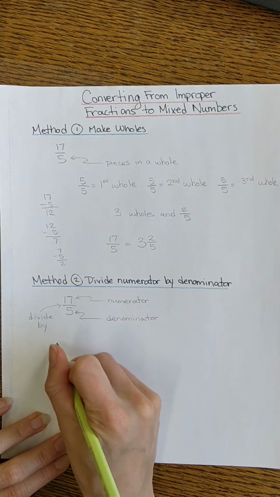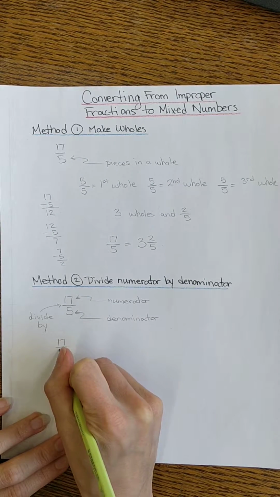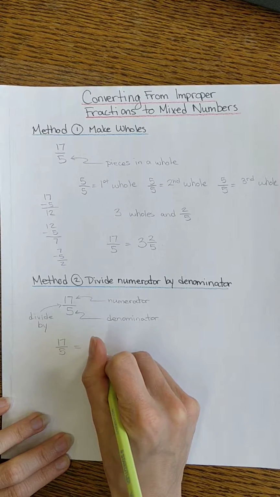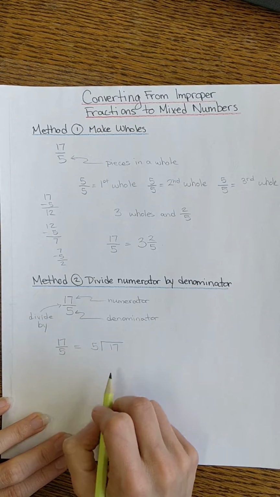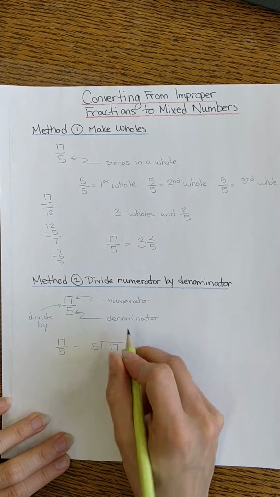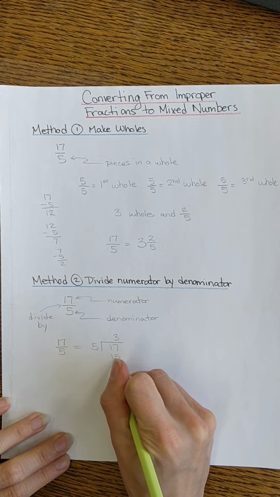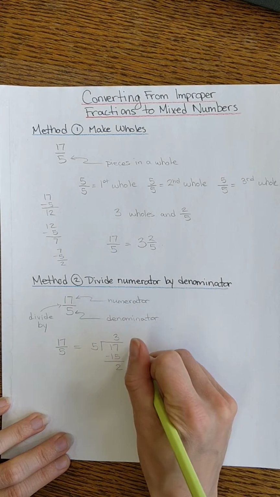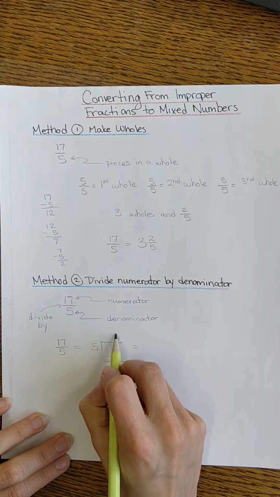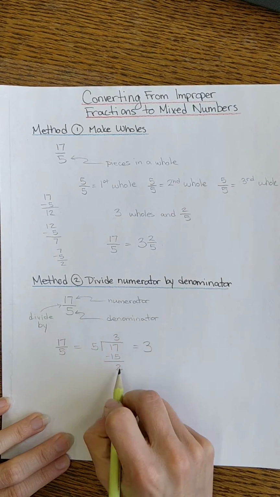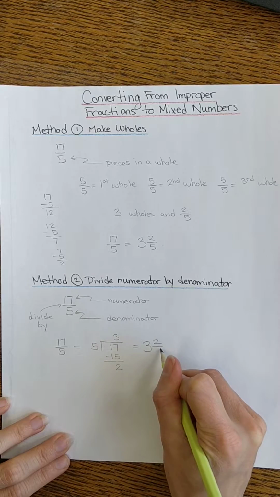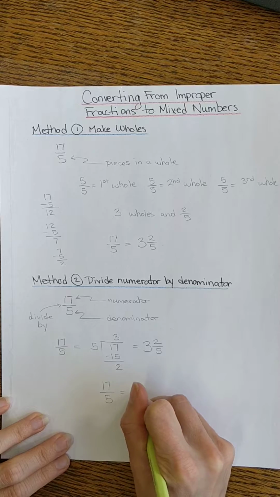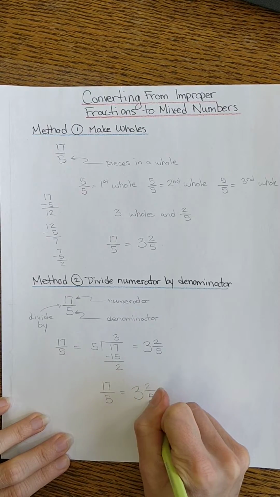So all we're going to do is take our numerator, that top number, divide by our denominator. Okay, so we can say 17 fifths is equal to 17 divided by 5. So 5 goes into 17 3 times and leaves us with 2 left over. So what that's telling us is that we have 3 wholes and 2 left over, 2 fifths. So we can rewrite 17 fifths as 3 and 2 fifths.